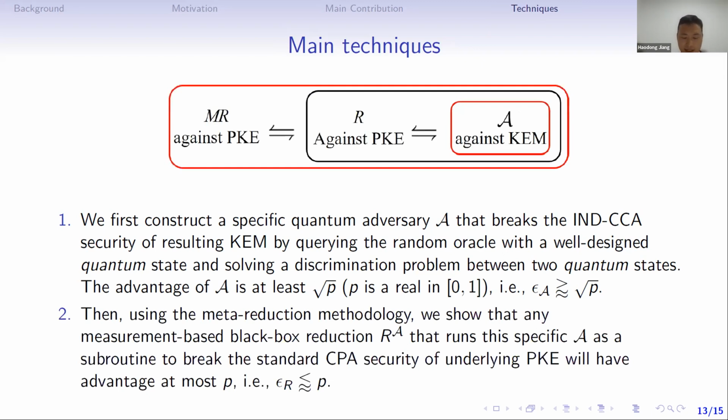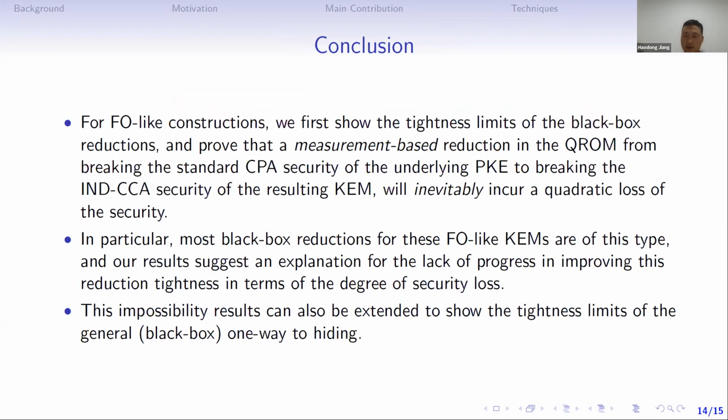In using the meta reduction, we show that any measurement-based black box reduction that runs this specific adversary as a subroutine to break the standard CPA security of the underlying PKE will have advantage at most p. Combining these two points, we can get our results. This is a short summary of our work.